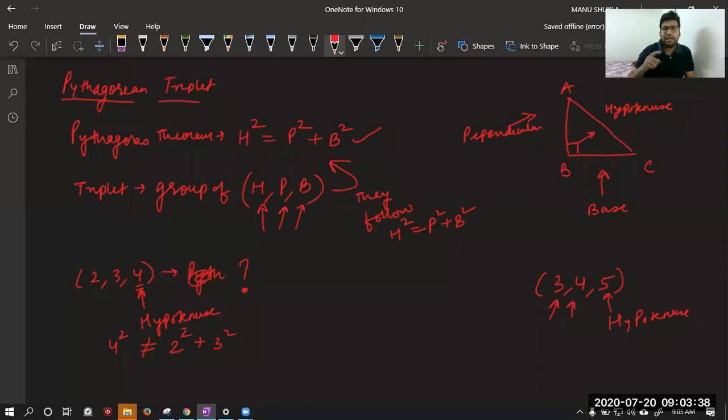perpendicular and base, and you can check that 5 square is equal to 3 square plus 4 square. Let's check. 5 square is 25, 3 square is 9, 4 square is 16, and if you add 9 and 16 you will get 25. So these three are Pythagorean triplets because they are following the Pythagoras theorem. Dhanishta, is it clear now that they are Pythagorean triplets? Dhanishta, please tell.